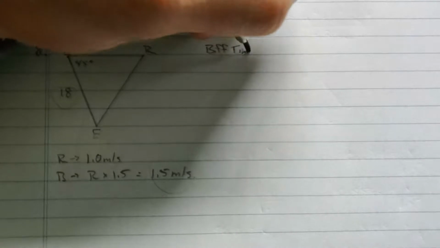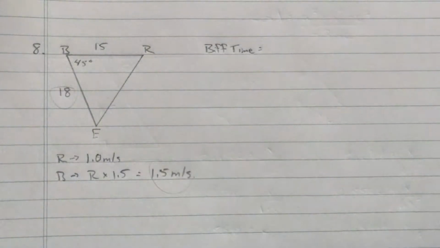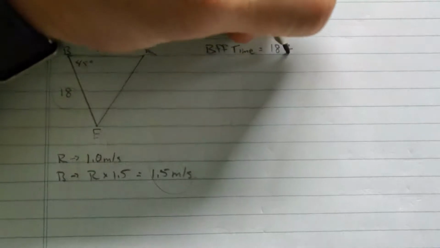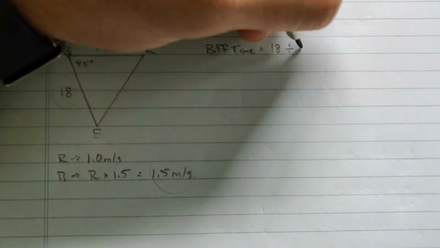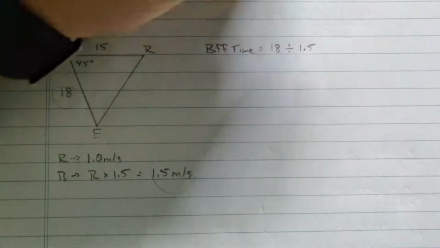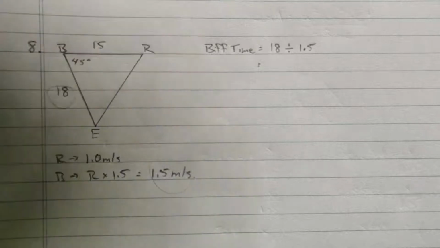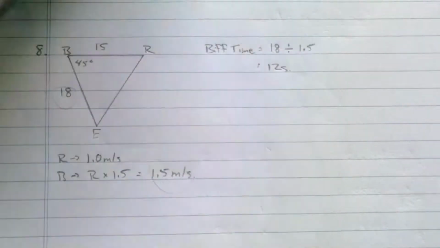So Biff's time to get there is 18, distance divided by the speed. That's going to give us the time. So 18 divided by 1.5. It's going to take him 12 seconds.